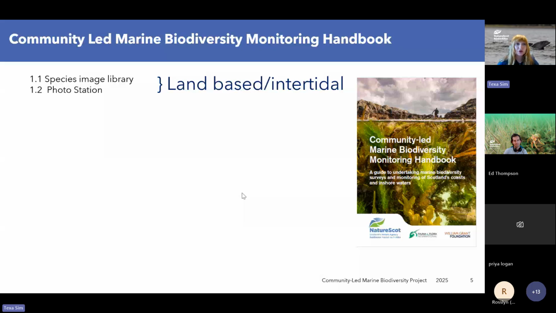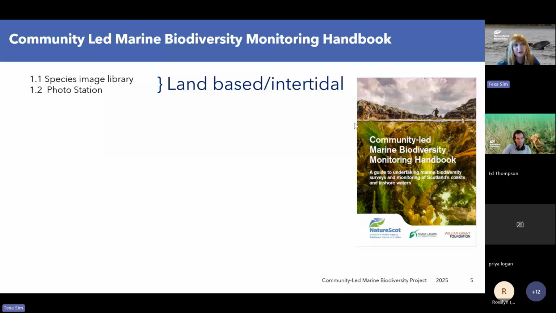So the first ones, in category 1, are your species image libraries, which is basically a way of documenting what species are actually there. And it might be really useful for creating a local ID guide or outreach and community engagement, and can be quite similar to the BioBlitz events that you get. So that's quite a nice tool to use when you're first making a stab at finding out what is in your local area.